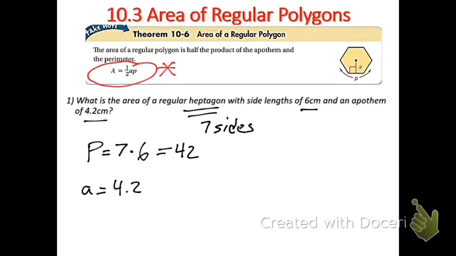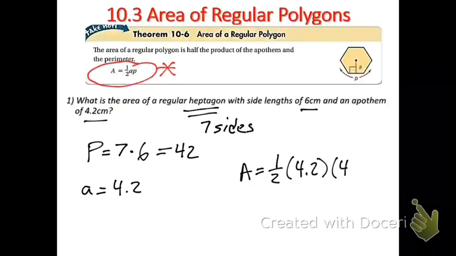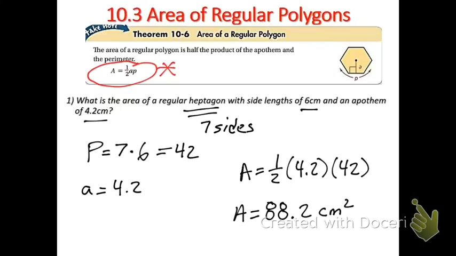And so all we have to do to find the area is plug these into the formula. So area equals 1/2 your apothem, which is 4.2, times your perimeter, which is 42. And so if we were to put that in our calculator and multiply it out, we should get that our area for this heptagon is 88.2 centimeters squared.